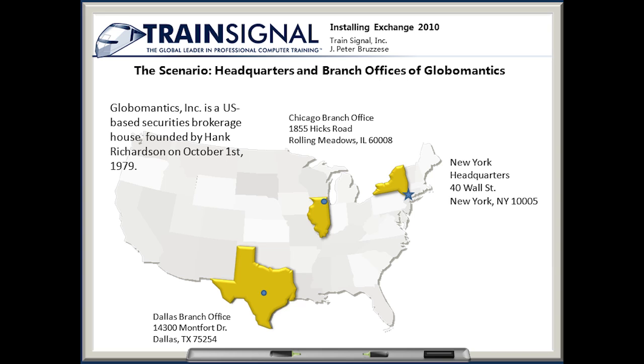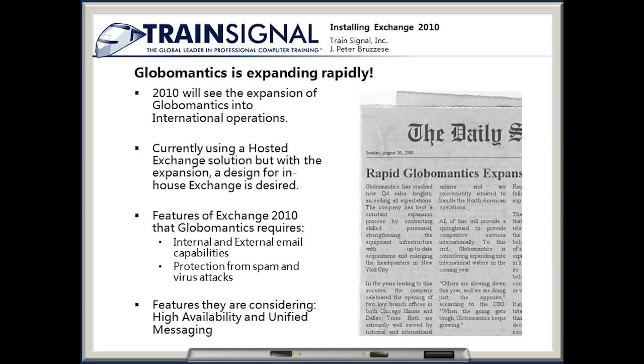So our scenario for this series involves a company called Globomantics. Now this is a US-based securities brokerage house founded by Hank Richardson in 1979. They have their headquarters in New York with branch offices in Chicago and Dallas, but they're expanding. Although they are a US-based company, they have many clients abroad, and so Globomantics will begin establishing offices in other countries in the near future.